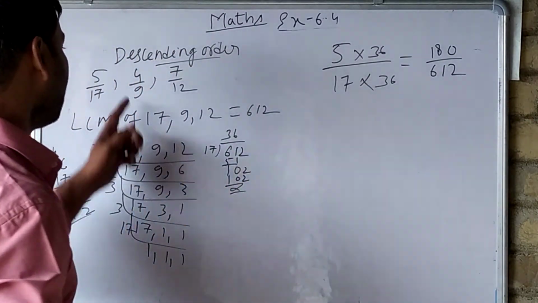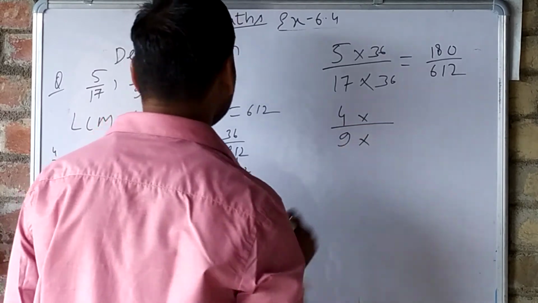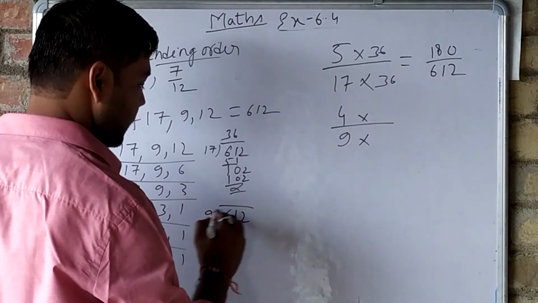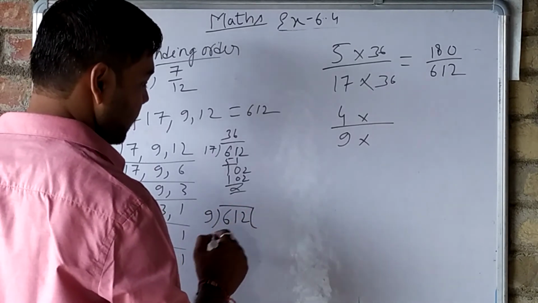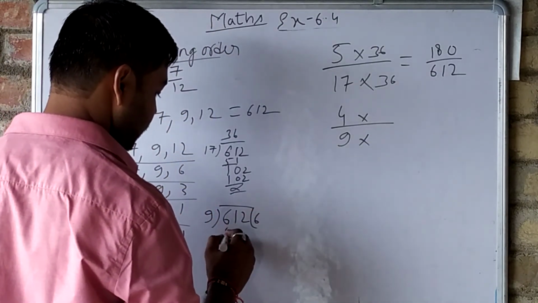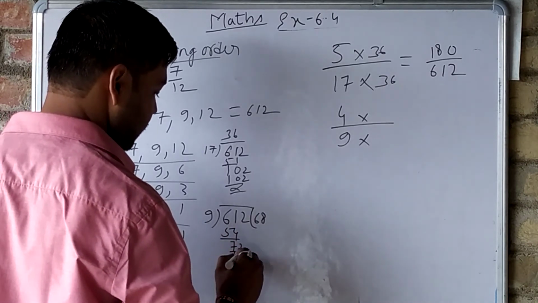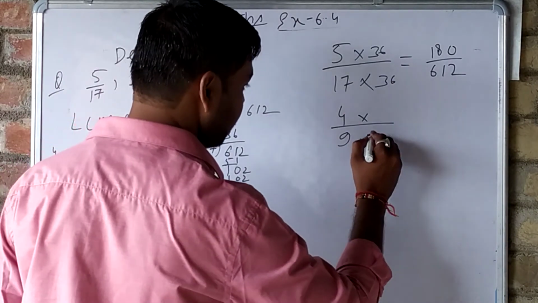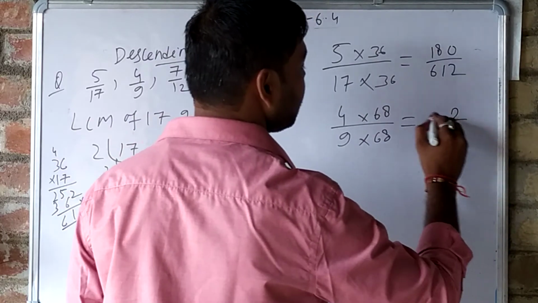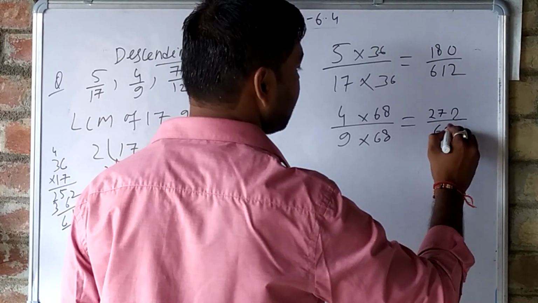We will get one value. Now 4 upon 9. We will divide 612 by 9. 9 6 is 54, then 72, and 9 8 is 72. So we have to multiply with 68. 4 8 is 32, 3 carry, 4 6 is 24 plus 3, 27 upon 612.